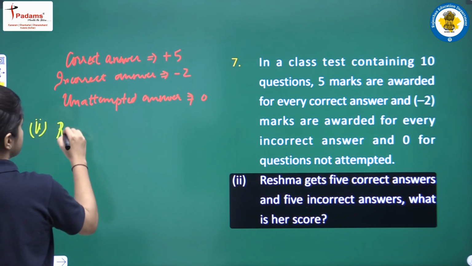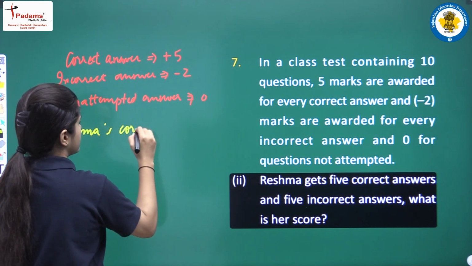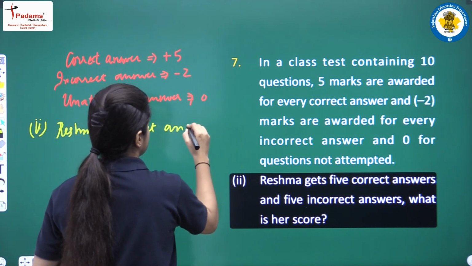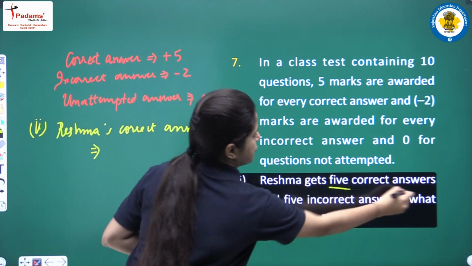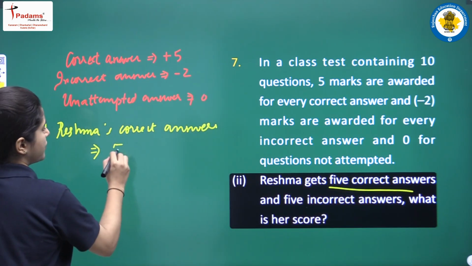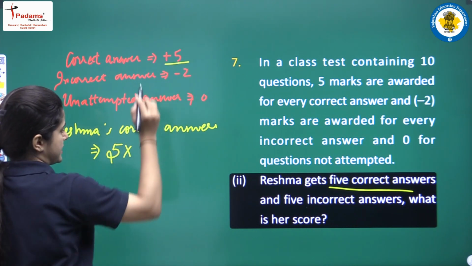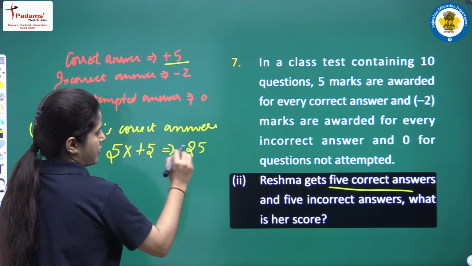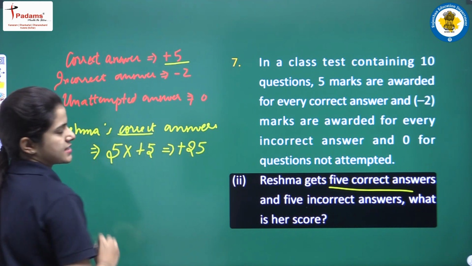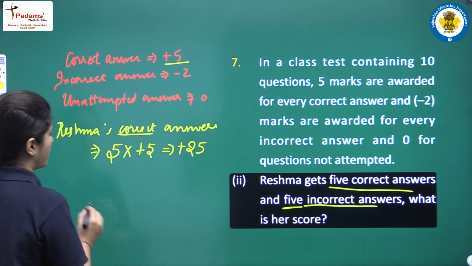So Reshma's correct answers, five correct answers. Alright students, so 5 correct answers, and for every correct answer she will be given plus 5 marks. So plus 25 marks for correct answers. Alright students, and she is attempting 5 incorrect, okay.